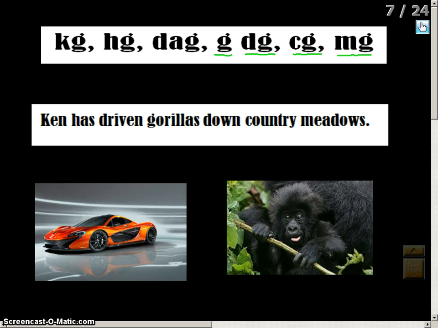Now we have our buddy Ken again, and he's driving, as you all know. Today, since we're dealing with grams, he's driving gorillas. As you can see, Ken has a much nicer car than what he's been driving. If I were Ken, I don't know if I would use that car to drive gorillas, but he chose to do so. To remember the metric units of mass, we have: Ken has driven gorillas down country meadows. Each initial letter in every word goes along with the different units of mass.